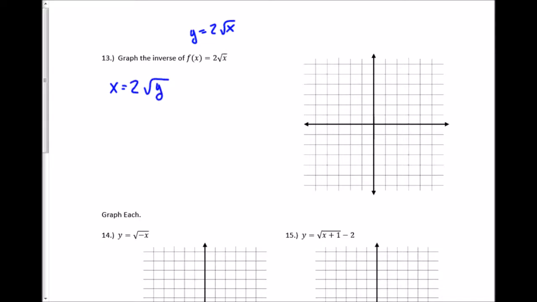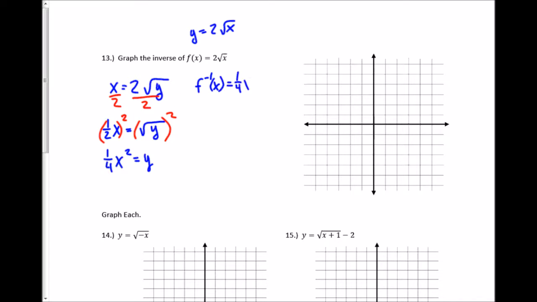So to solve this for y, I divide each side by 2. So really that's a 1/2 x equals the square root of y. And now I square each side. So I end up with a 1/4 x squared equals y. So in other words, my inverse in function notation is a 1/4 x squared.